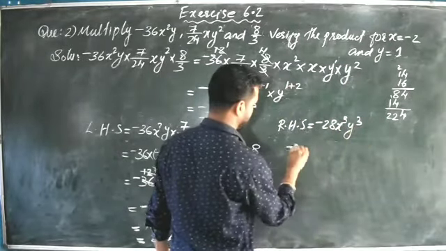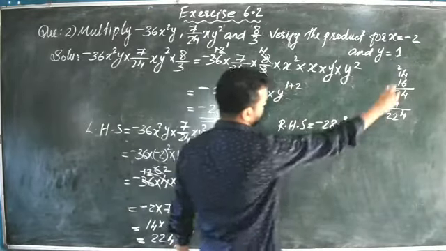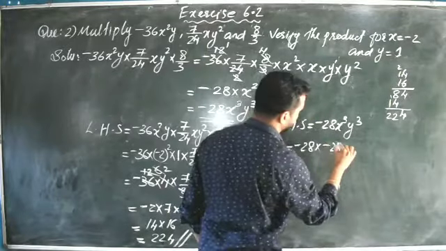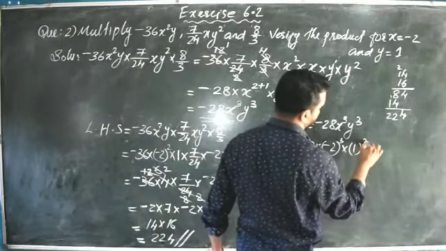Substitute value here. That is equal to minus 28 into x cube. X value is minus 2. Minus 2 cube into y cube. Y is equal to 1. So y cube it will come 1 cube.